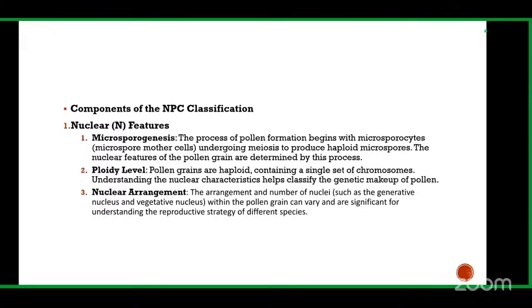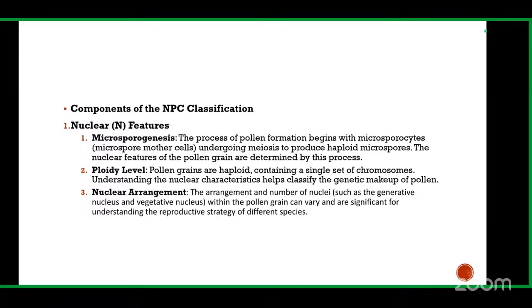Let's revise what we have discussed earlier. What are the components of the NPC system of classification? Number one is the nuclear component, the N. In the nuclear component, there is microsporogenesis, the process of pollen formation, which begins with the MMC cells, and it will then undergo meiosis to produce haploid microspores. The nuclear features of the pollen grains are determined by this process.